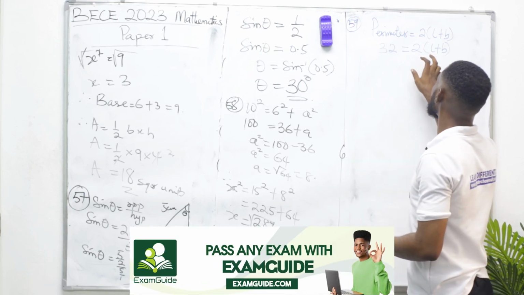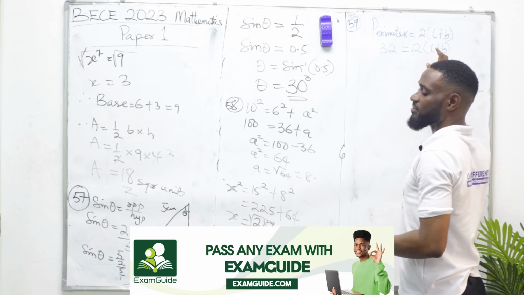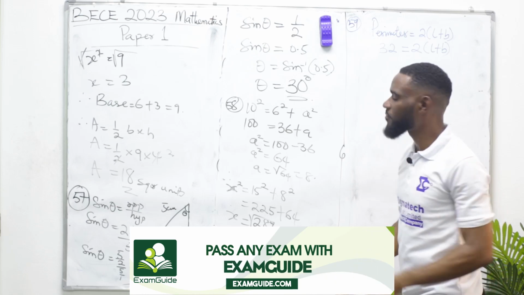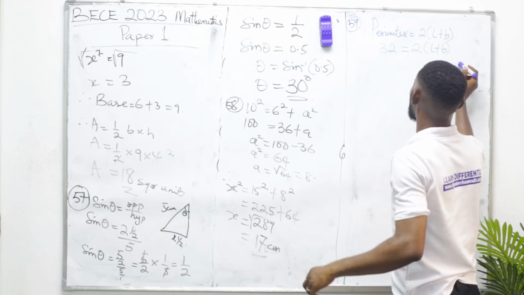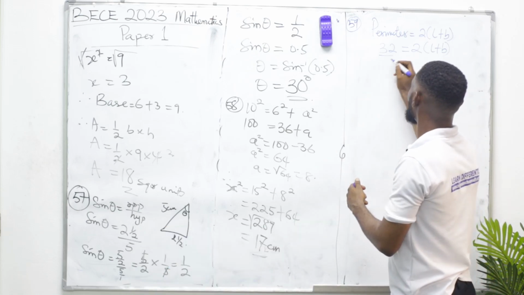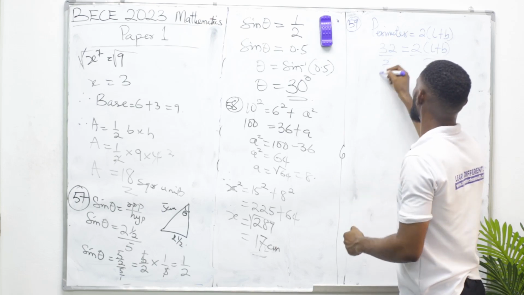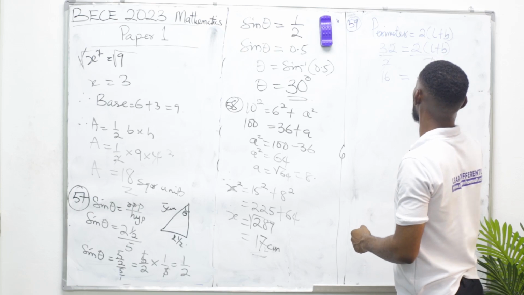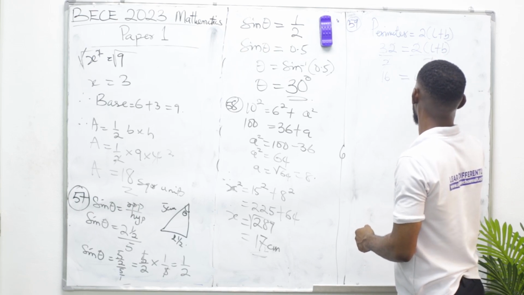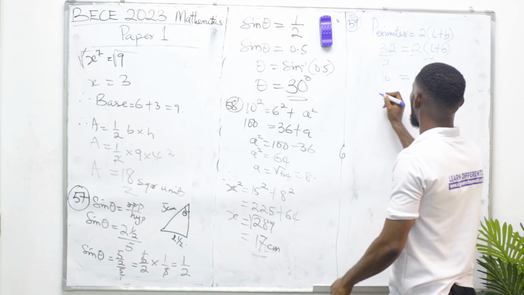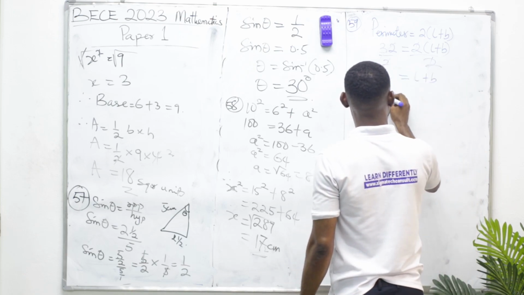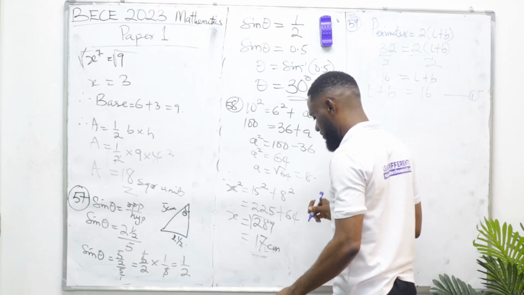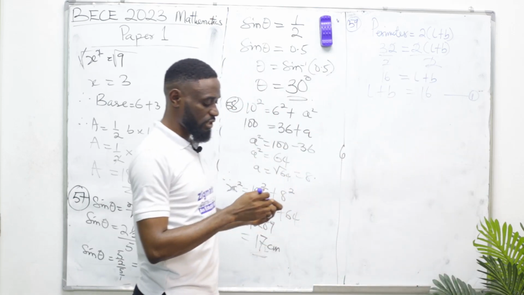I want to simplify this as easy as possible. Okay? If we divide both sides by 2, this will give us 16 is equal to L plus B. So L plus B is equal to 16. Let's call that our equation 1, right?